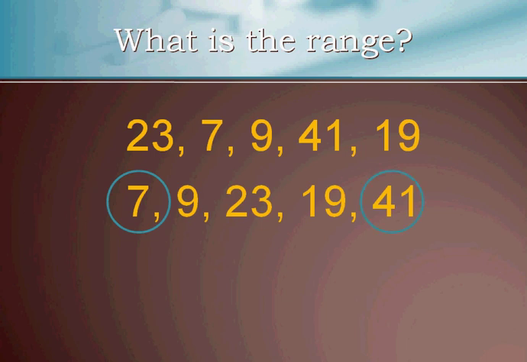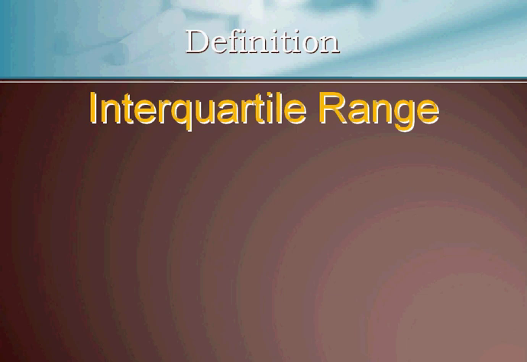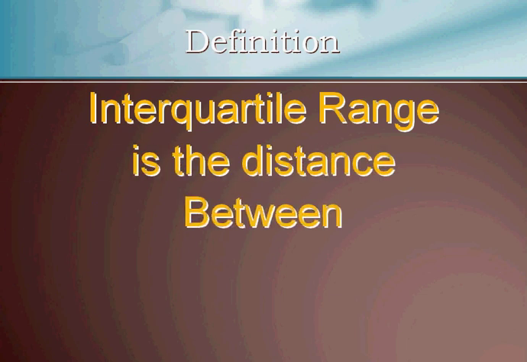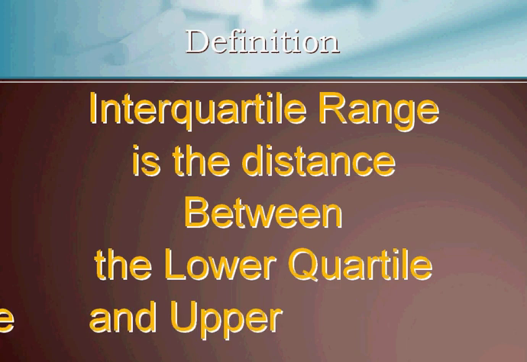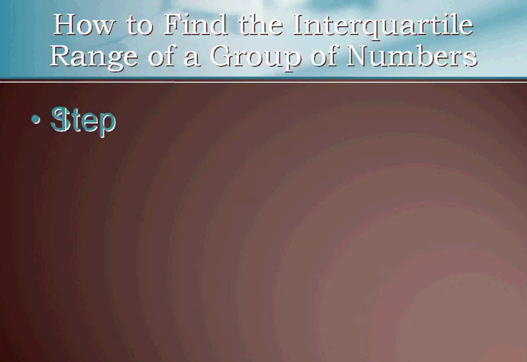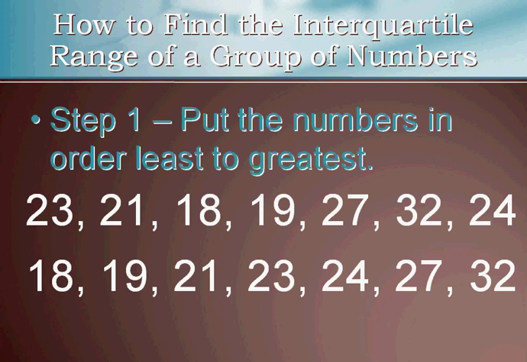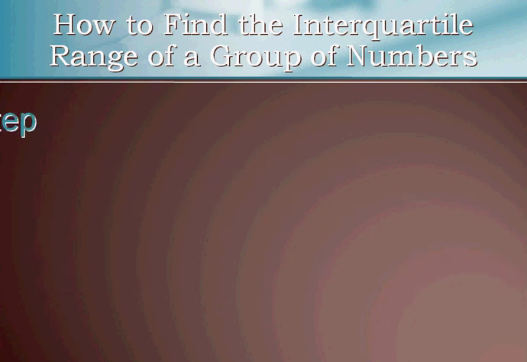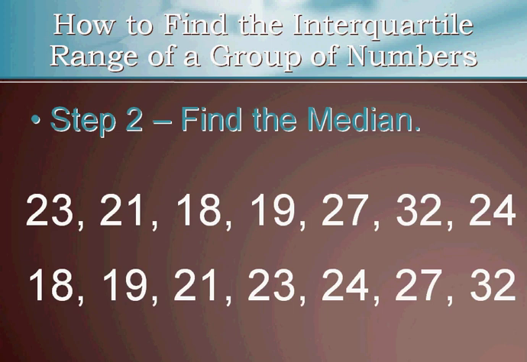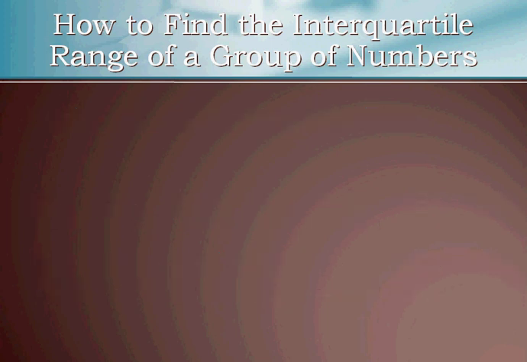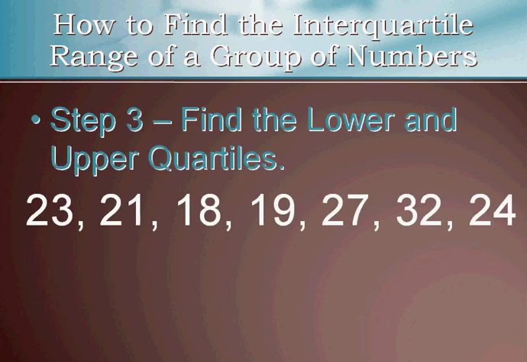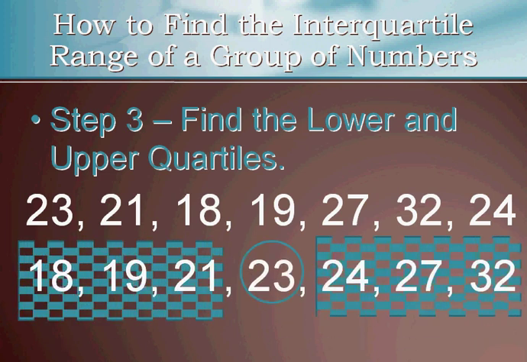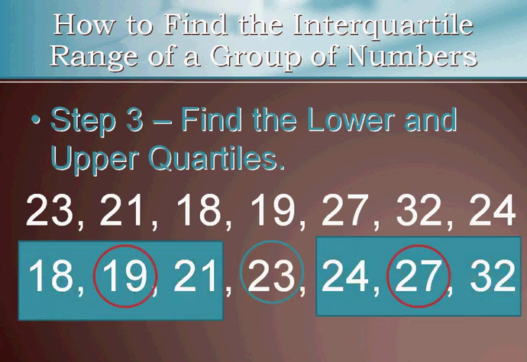The interquartile range is the distance between the lower quartile and the upper quartile. Step 1, put the numbers in order least to greatest. Step 2, find the median. Step 3, find the lower and upper quartiles. And finally, find the difference between the upper and lower quartiles. 27 minus 19 is 8.